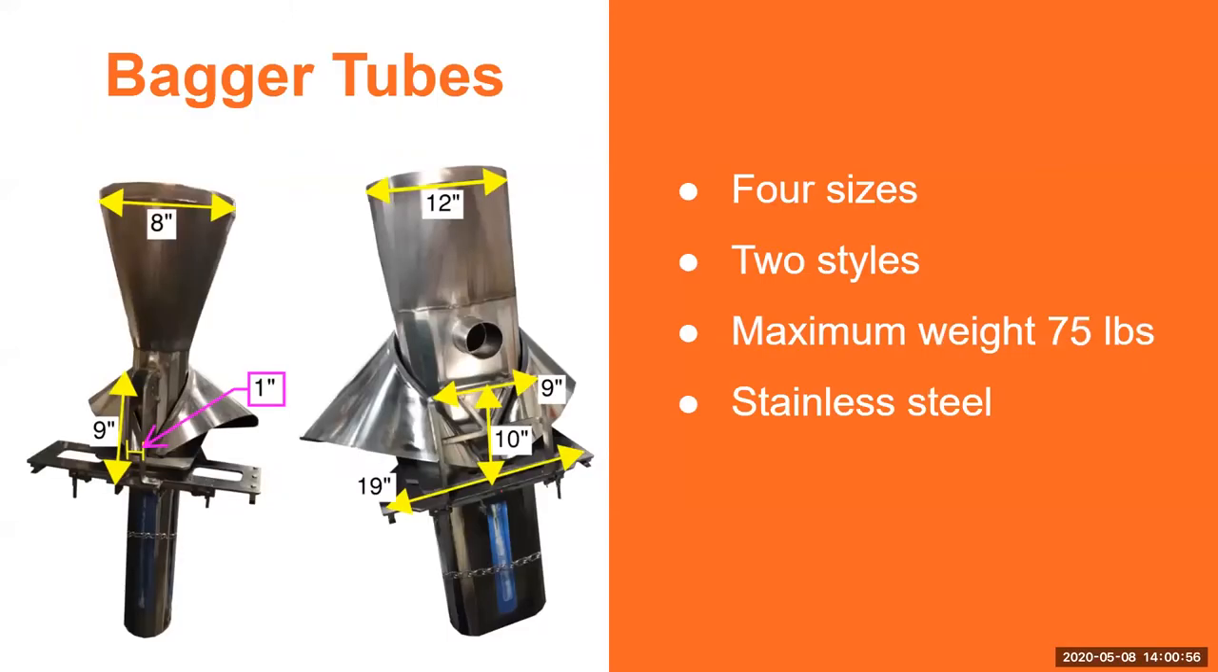To get an overview of what a bagger tube is, it can be seen in the photos on the left. There are four sizes of tubes in the facility, and two different styles. The tube pictured on the left is the smaller style, with a 4-inch and an 8-inch tube, measured by the size of the bag openings for the fries. The tube on the right is the larger style design. The bagger tubes are constructed fully from stainless steel, and the largest tube that needs to be lifted is 75 pounds.